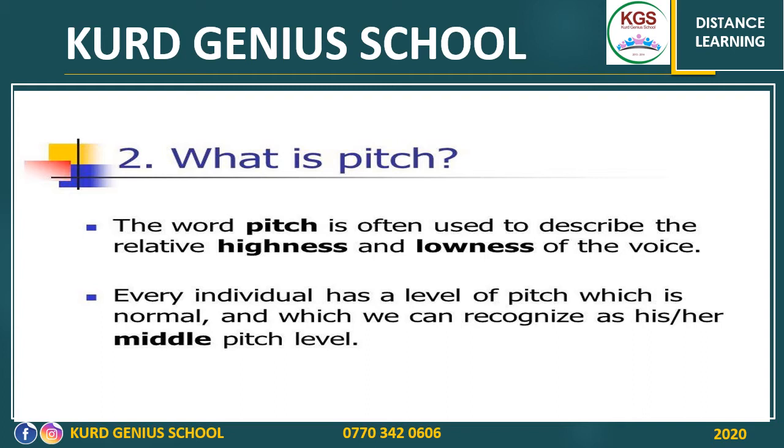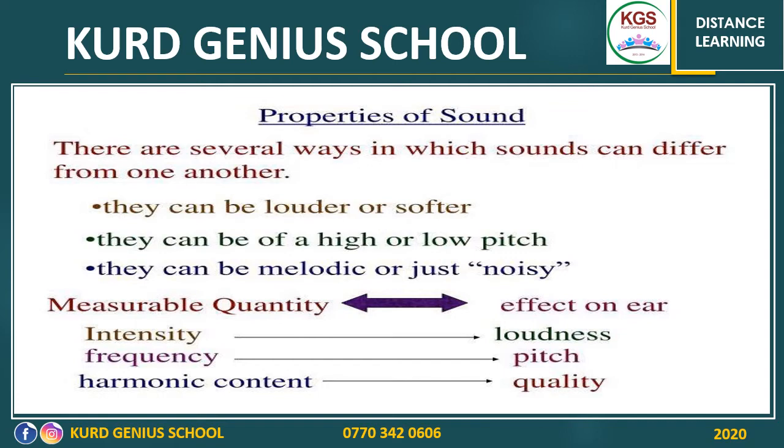And usually women's voice is described as sharp or high-pitched and men's voice as thick or low-pitched as we move from one string in the oud to an upper string, the pitch of the sound decreases. And guys, let me give you a fast fact about pitch. As the older we get, the pitch range we can hear, it will decreases. Properties of sounds. There are several ways in which sounds can differ from one another. They can be louder or softer. They can be a high or low pitch. And they can be melodic or just noisy. Measurable quantity, which is mean the effect on ear.